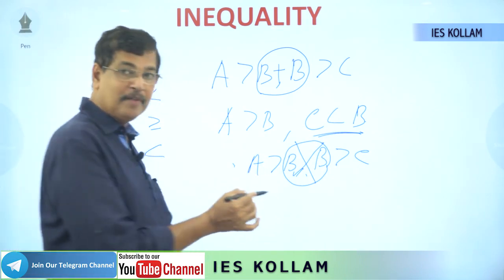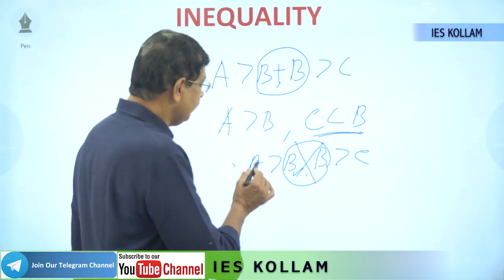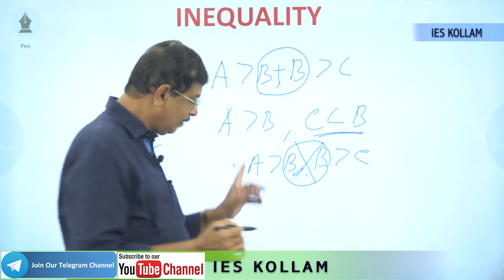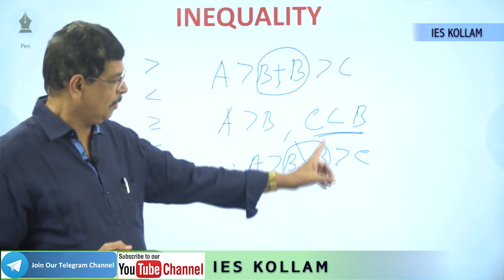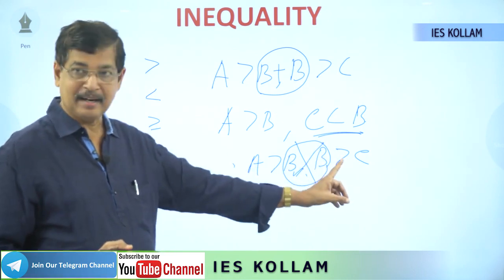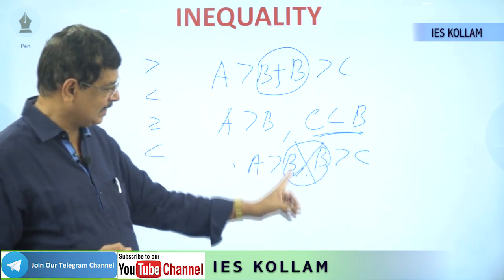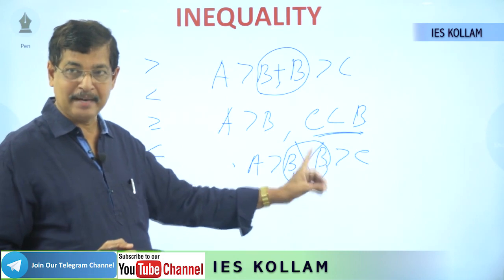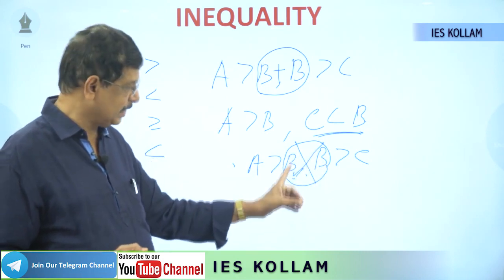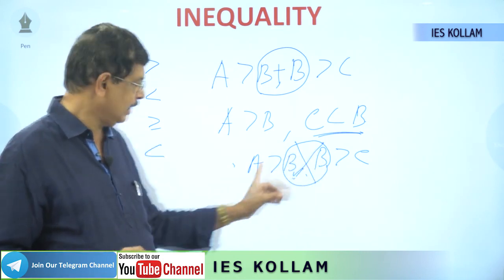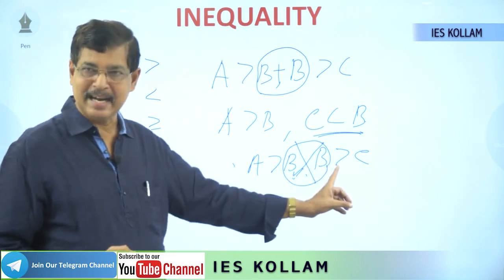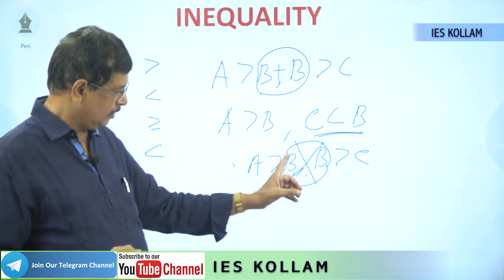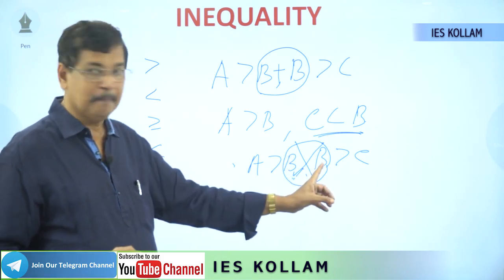The second point we have to remember is for combination: A greater than B, A is greater, B is lesser. Here also B greater than C, B is greater. For combining, one should be lesser and the other greater. The common term B is lesser in the first, and B is greater in the second. A greater than B, definitely B is lesser. B greater than C, B is greater.